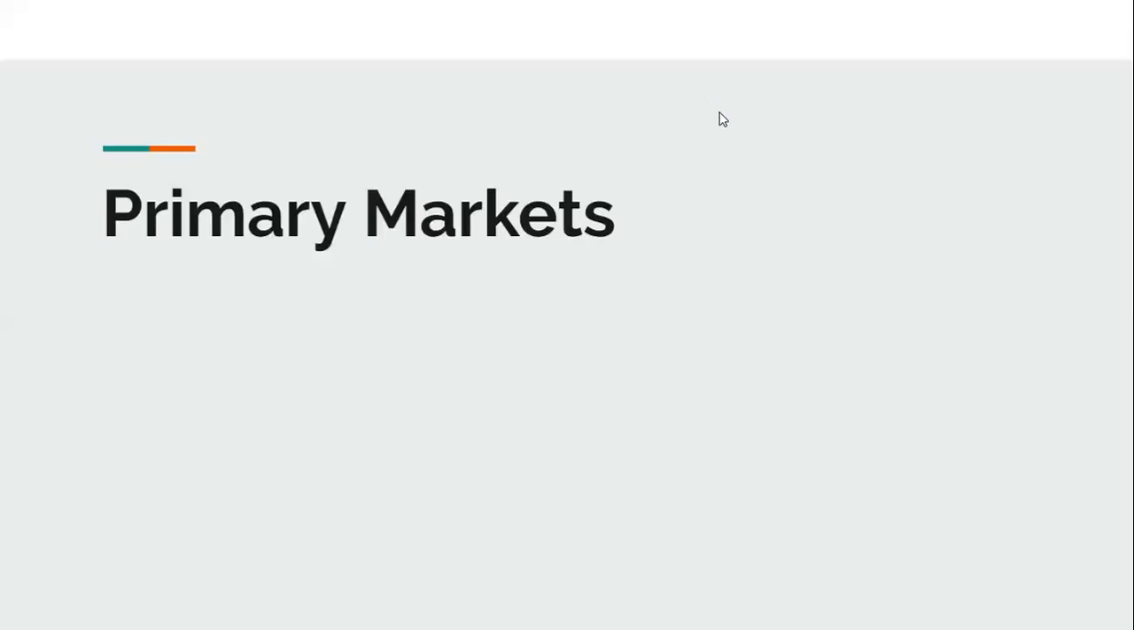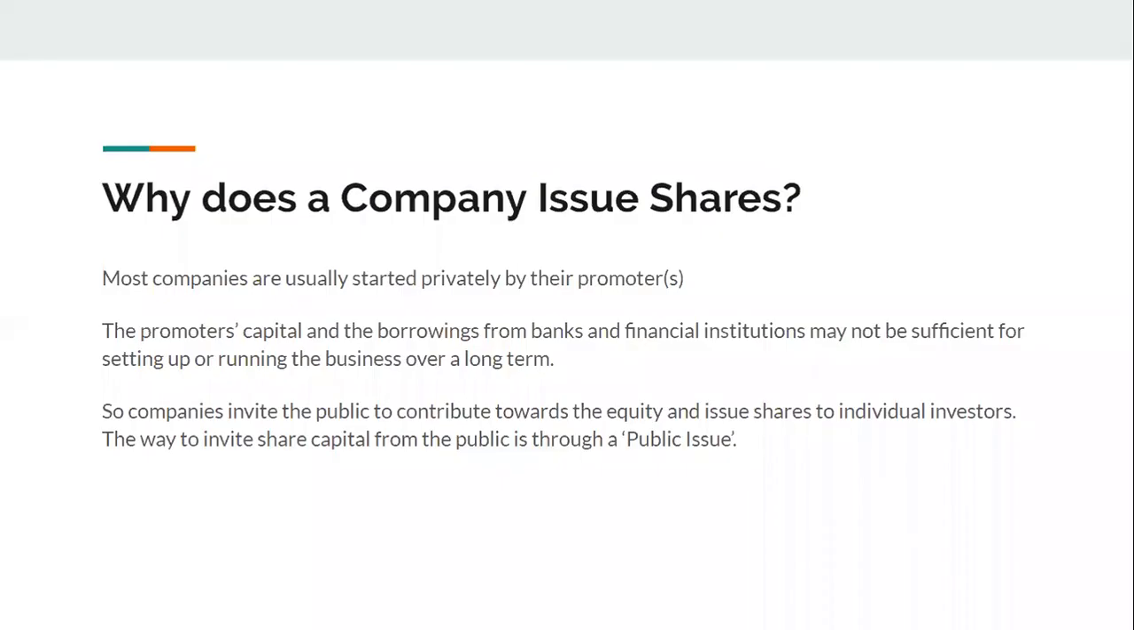Now, within the primary market, there is a process called initial public offer, through which the company, a private limited company, will go public, and normal people like you and me will get to invest in that particular company. And based on the amount that you invest in the company, you will be allotted certain shares. So let's go through it. So first question that needs to be answered is, why does a company even issue shares?